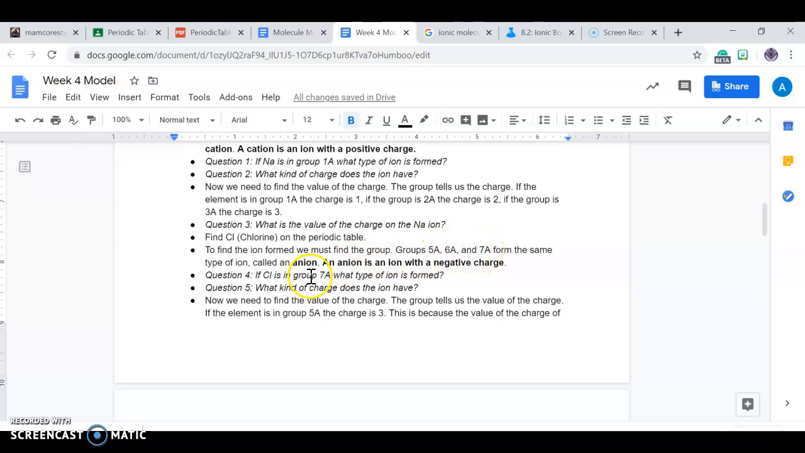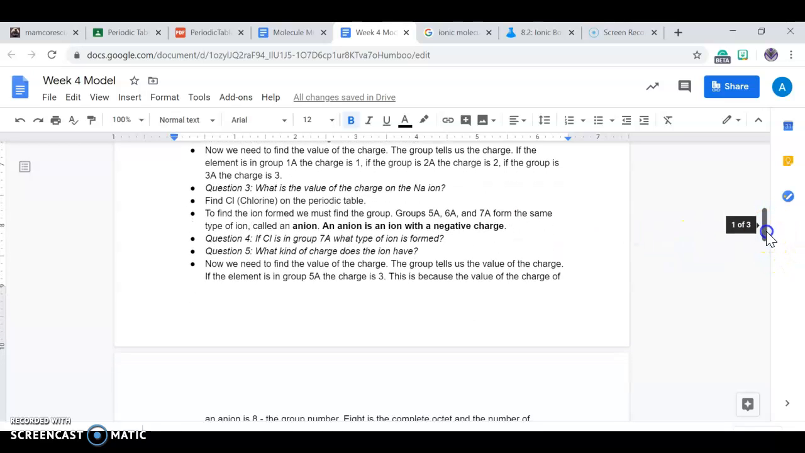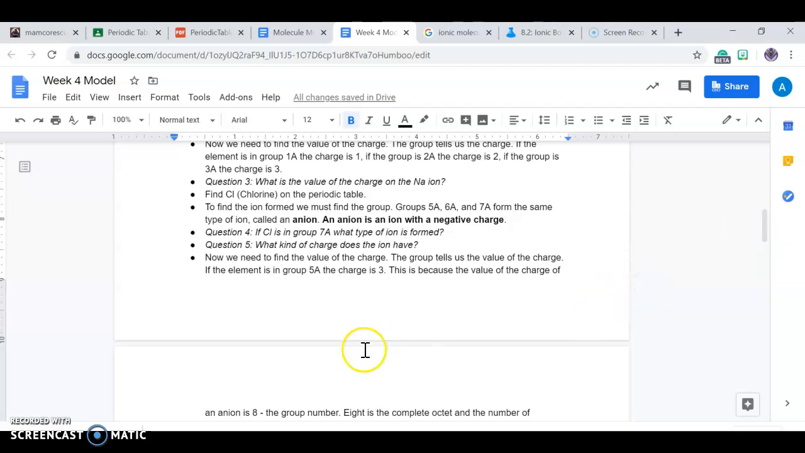Okay, so what type of ion is formed? What kind of charge does it have? Okay, so you should be able to answer those questions just like you did for sodium. And I'm going to go ahead and have you pause the video, make sure you got those questions. So hopefully you're through question 5. If not, no big deal. Just let's jump on an office hour. Let's walk through it again together, one-on-one.